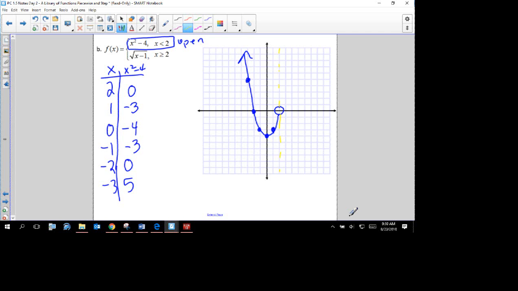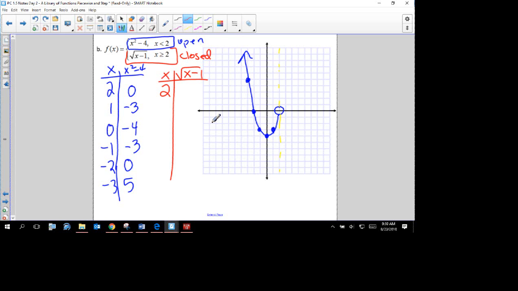And then I'll do my second piece, which is the square root of x minus 1, where x is greater than or equal to 2. That tells me it's going to be a closed dot. So the first number I'm going to plug in is going to be 2. And then from there, what numbers should I plug in? 5. Why shouldn't I plug in 3?